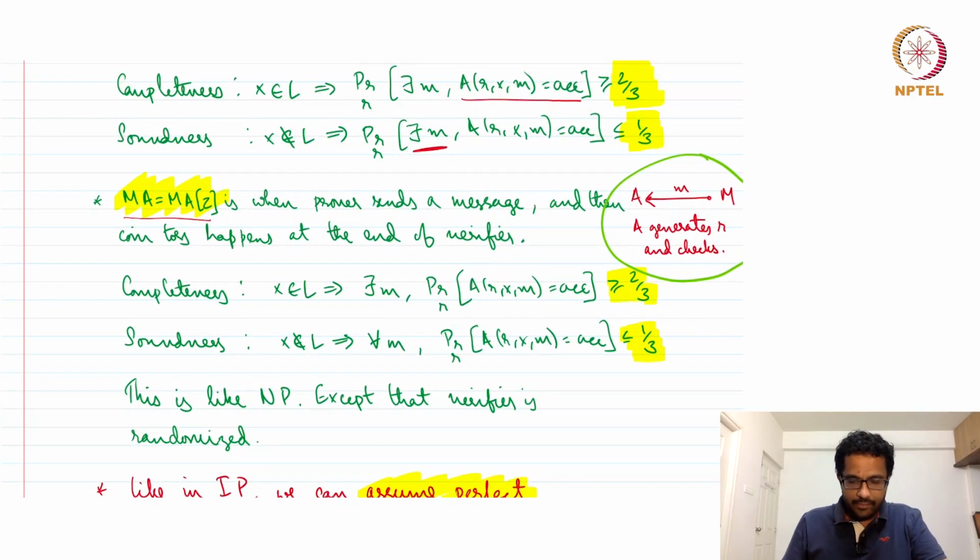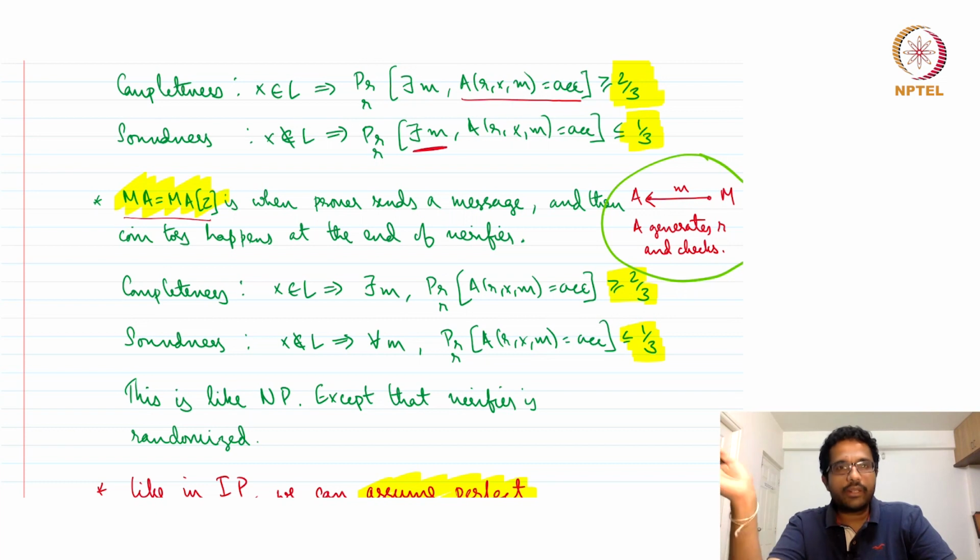So completeness: when x is in the language, there should exist a message M that the prover can send, such that for most random coins picked by the verifier, it leads to acceptance. And soundness: when x is not in the language, whatever message is picked by the prover is not going to be accepted beyond probability 1/3.